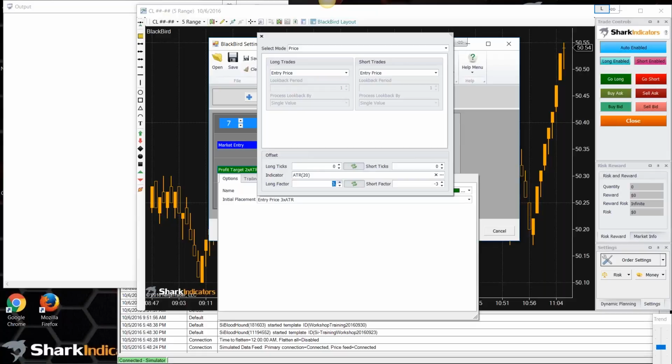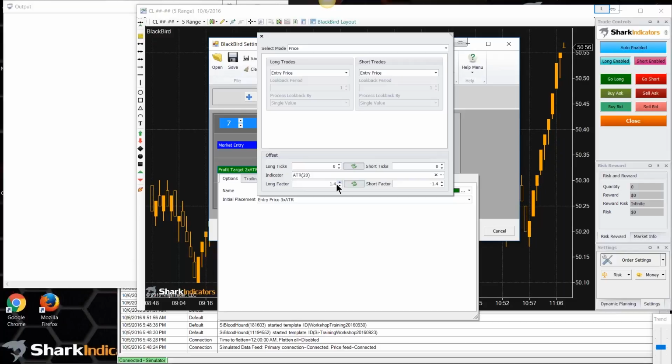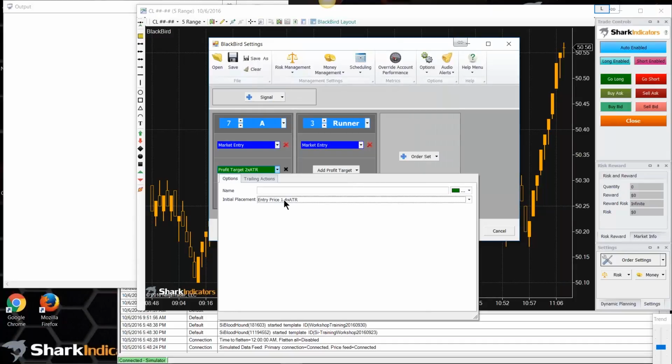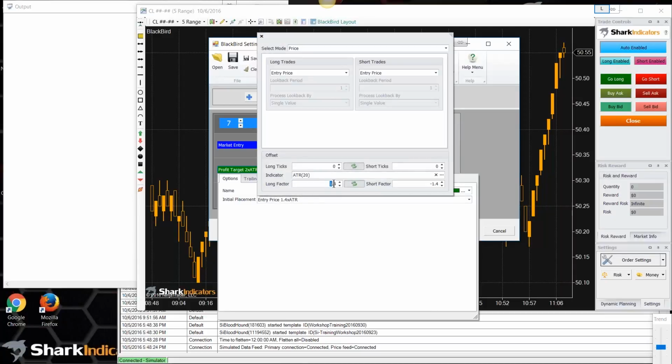So you can even go in here and type a 1.5 if you want. You can go 1.1, 1.75. So you can put fractional multipliers in here. I could put 1.4 as my multiplier. And there, so now we have a 1.4 times ATR. So you can adjust your long factor and short factor by whatever you want there.